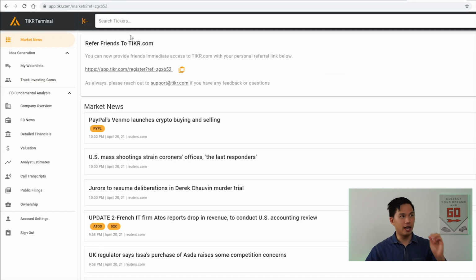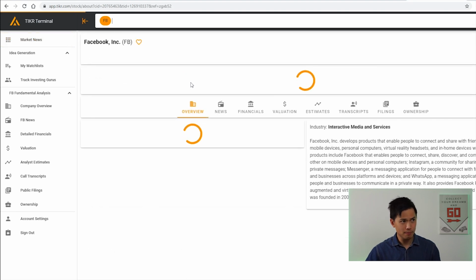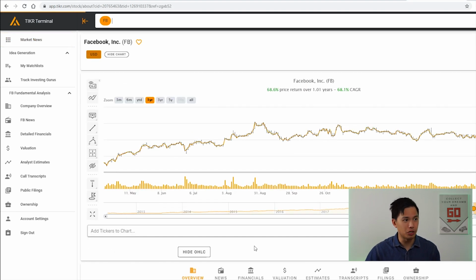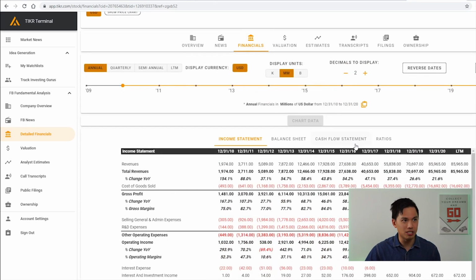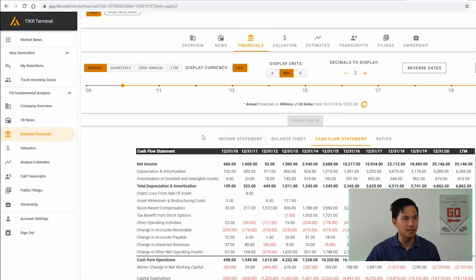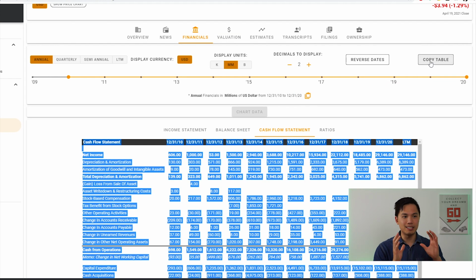So over here, I am in the ticker terminal, and I'm going to search up Facebook. And where you want to go is to go into the financials tab. And under financials tab, you want to go into the cash flow statement. So what you want to do now is you want to copy the table and paste this table into your Excel spreadsheet so that you can recalculate free cash flow. And I'm going to show you how you can calculate that right now.